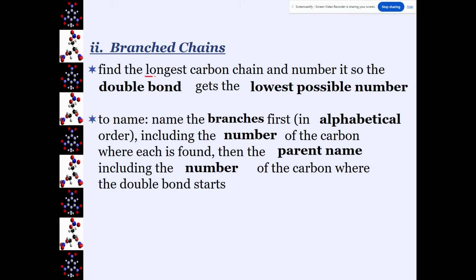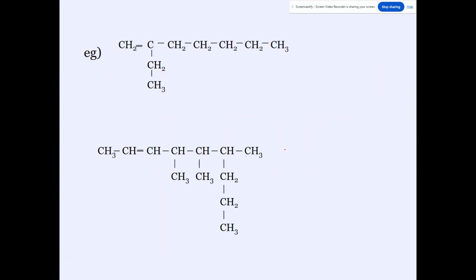Okay, so you're going to find the longest carbon chain that contains the double bond. A branch can't be a double bond. Okay, so you need to find the longest chain that contains the double bond, making sure the double bond is numbered the lowest possible number over the branches. Okay? Then, like before, we name the branches first alphabetically, the parent name at the end. So for example, my longest continuous chain here, if this were an alkane, would be to go down.